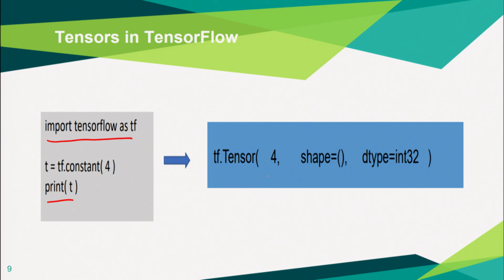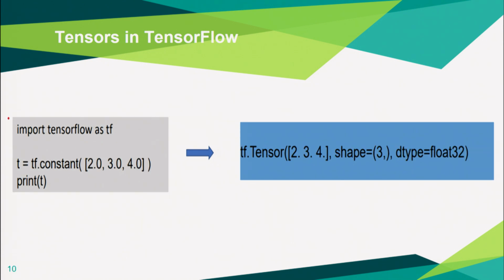See here, we are mentioning the constant as 4, there is no shape value defined, and the type of that particular data is integer type. Okay. So, like this we need to define our tensor. Any constant value, if it has to be depicted in tensor format, this is the syntax in case of Python.